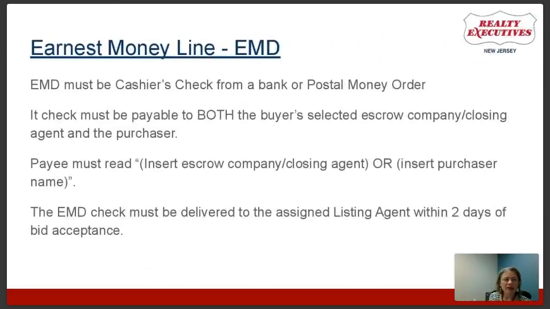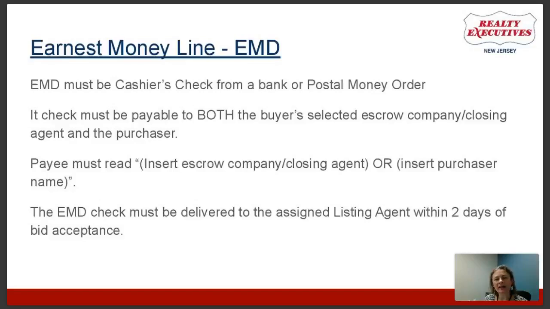Continuing with the earnest money deposit. The deposit must be in the form of a cashier's check from a bank or a post office money order. It cannot be a personal check or any other type of check. The check must be made out to both the buyer's selected escrow company and the purchaser.